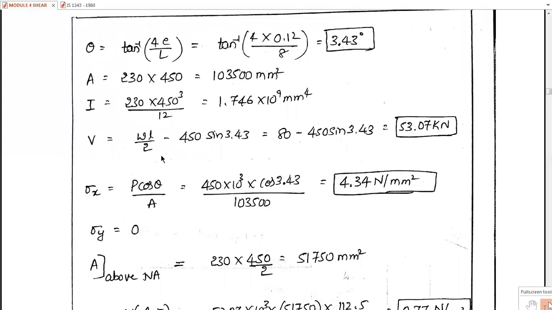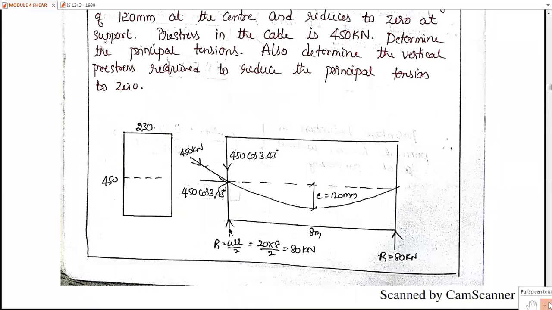Now shear force. Look at the diagram. There are two forces here: upward reaction and downward force due to pre-stressing. WL by 2 minus P sin theta. Make a correction here. It should be sin theta.